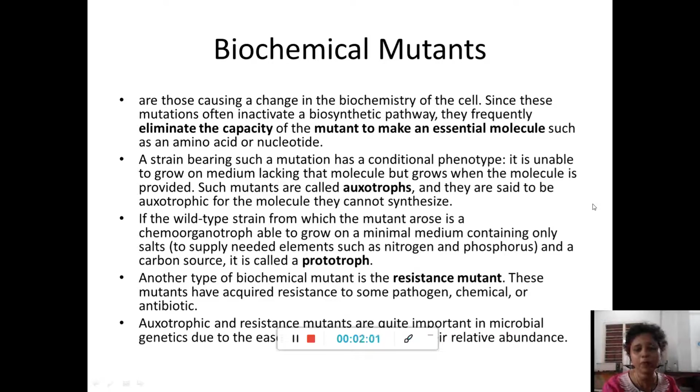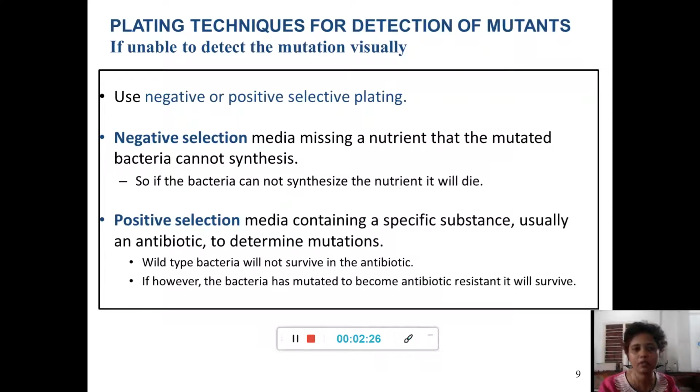Then another type of biochemical mutant is a resistance mutant. Sometimes what happens is that after the mutation, a wild type strain will become resistant to some antibiotic, or it can be vice versa also. So, resistant mutants are those mutants which can be identified based upon their resistance to certain antibiotics. So, let us go into the techniques by which we can identify these.